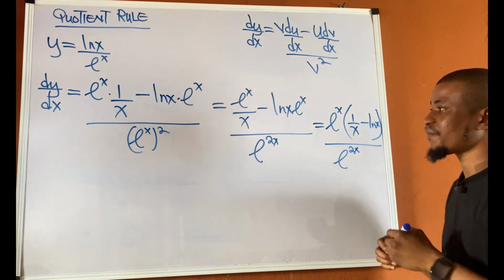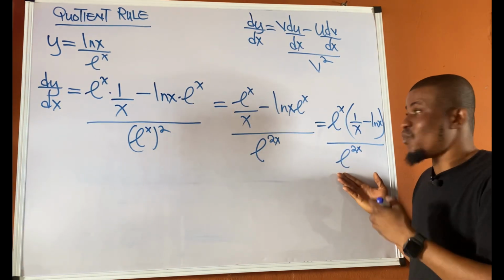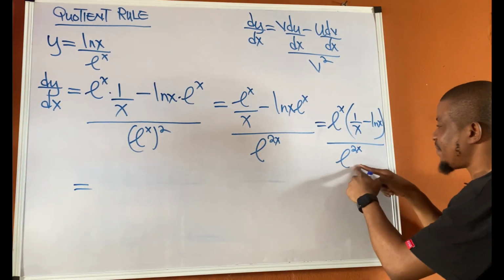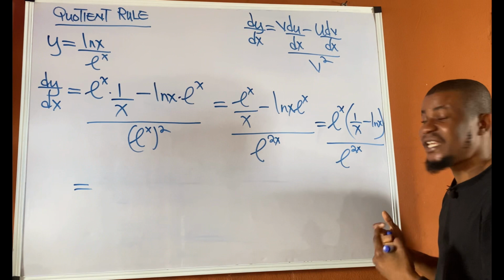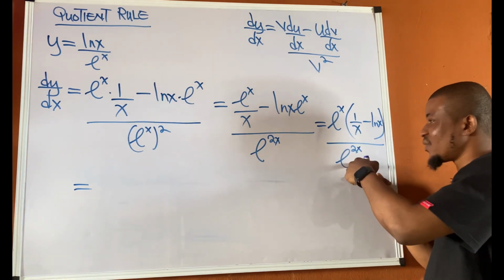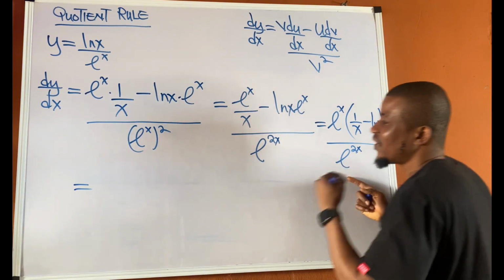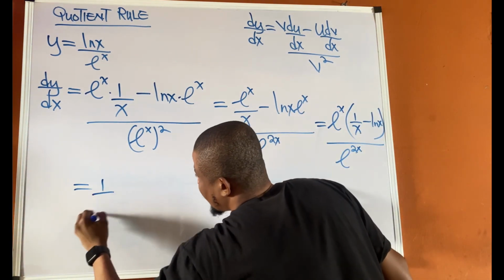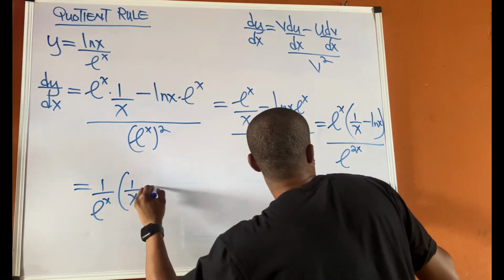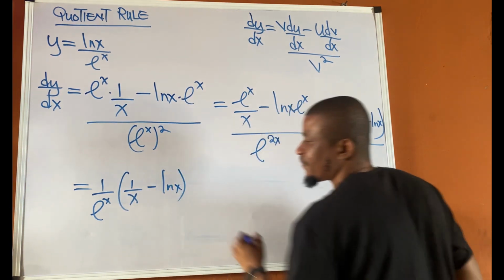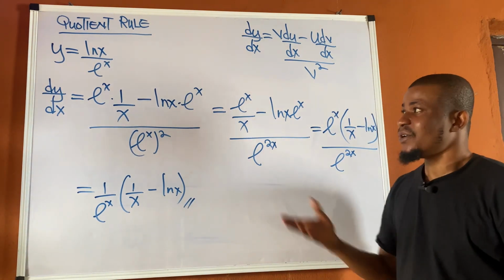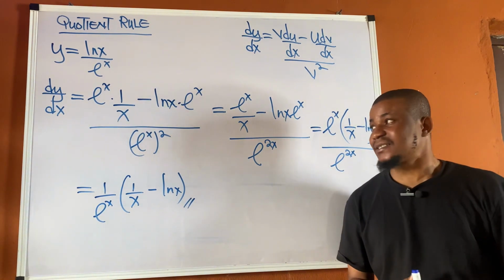all over exponential 2x, right? I can further simplify this: exponential x divided by exponential 2x will give me 1 upon exponential x. So we have 1 upon exponential x, and then we have 1 upon x minus ln x. We can keep our answer here, and that will give us our dy/dx.